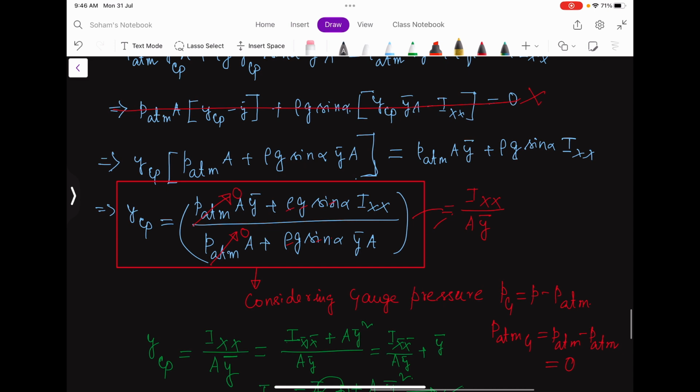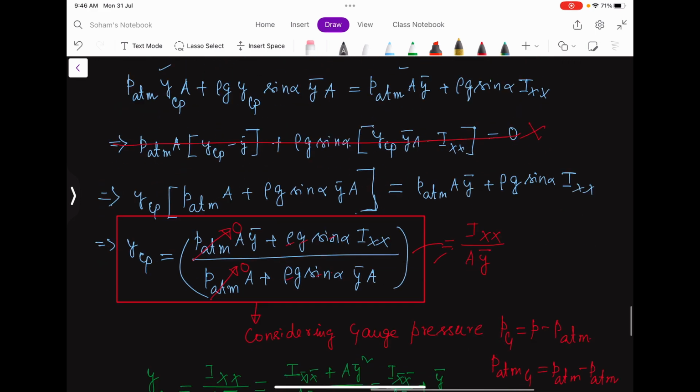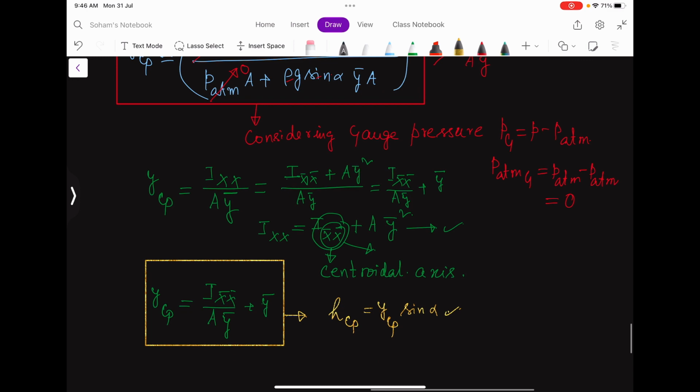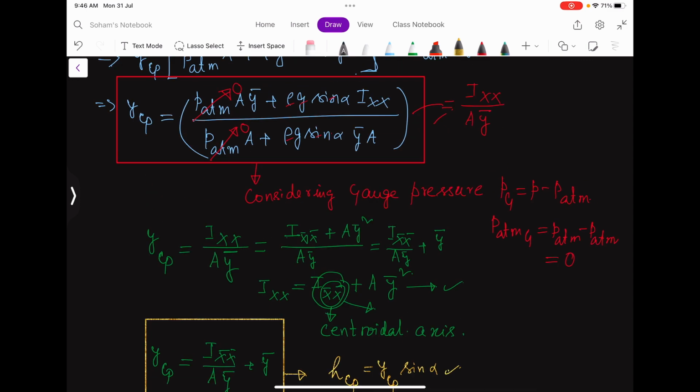So I think all the things are clear up to this. Okay, all the things are clear up to this. Okay, so just let me know if you have any confusion.